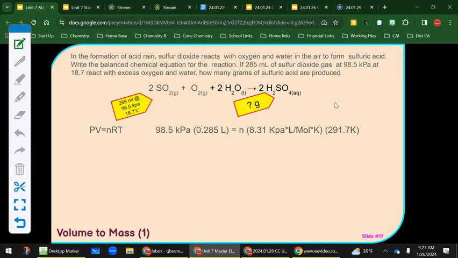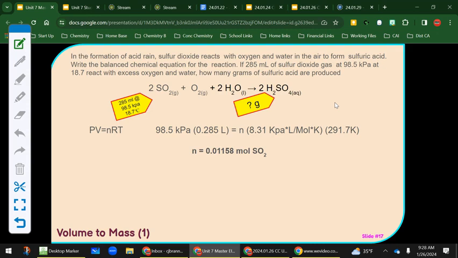We use PV equals nRT to get our number of moles. Volume needs to be converted into liters. Temperature needs to be converted into Kelvin. We do those, and we solve for n here. How do we solve for n? Since n is being multiplied by 8.31 and 291.7, we divide this side by those two numbers. What we do to one side of an equation, we do to the other. We isolate n on its own side and solve for it.